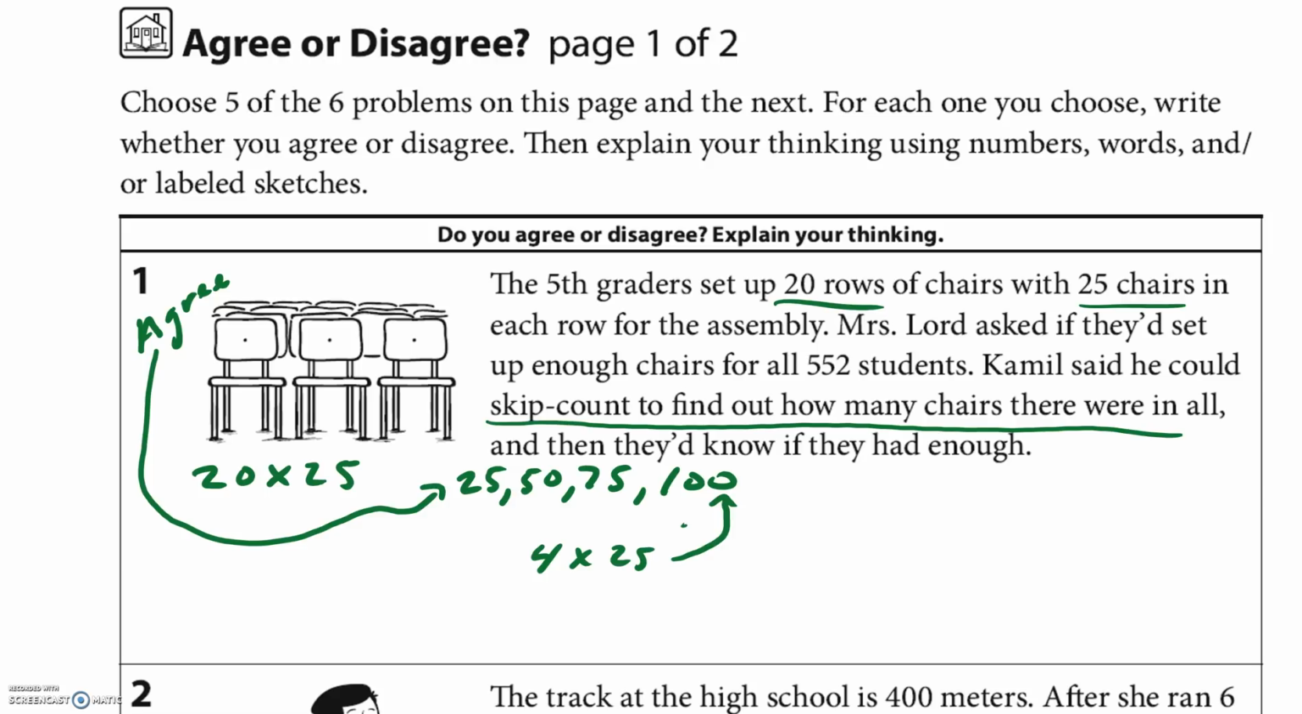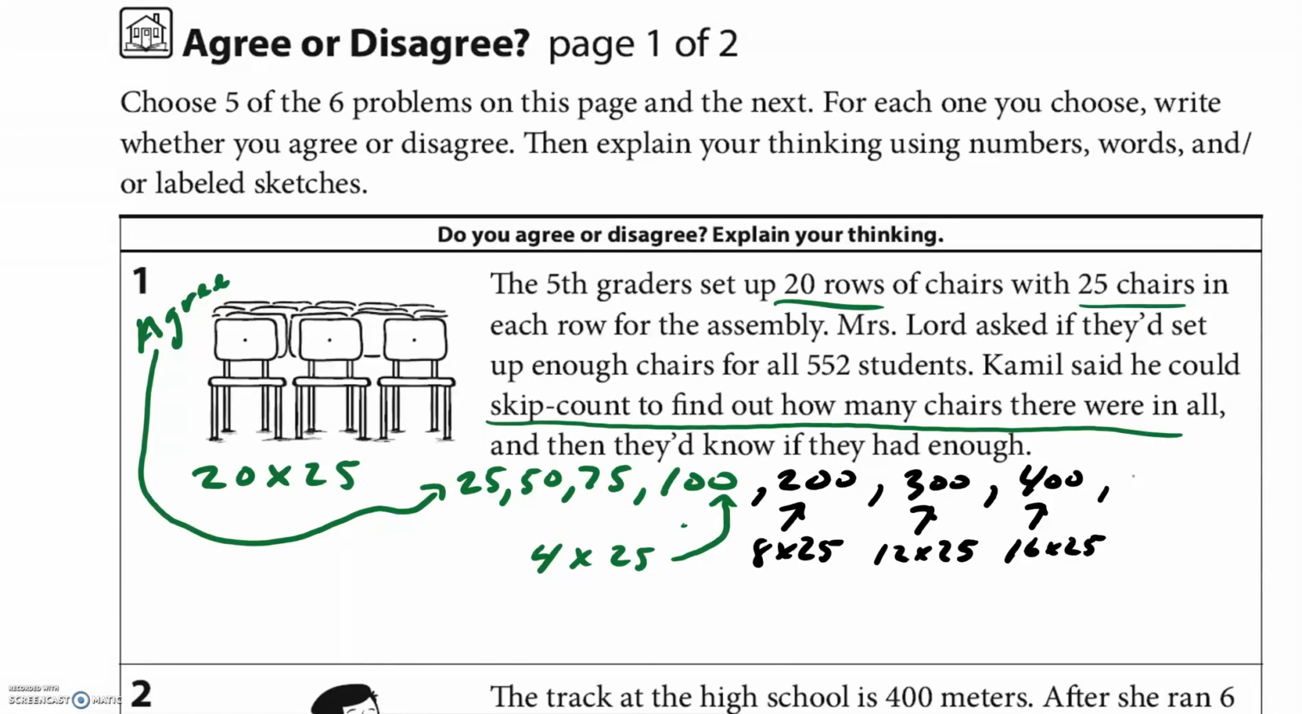So 4 times 25 is 100. I could go 4 more, and that's now 200. So that's 8 times 25, because now I'm even skip counting more, right? I go 4 more. That's 300. That's 12 times 25. And then 400 is 16 times 25. And then 500 is 20 times 25. And that's what we were looking for, right?